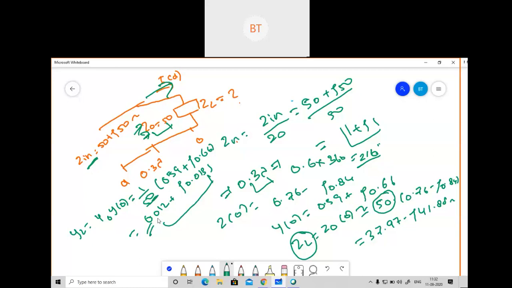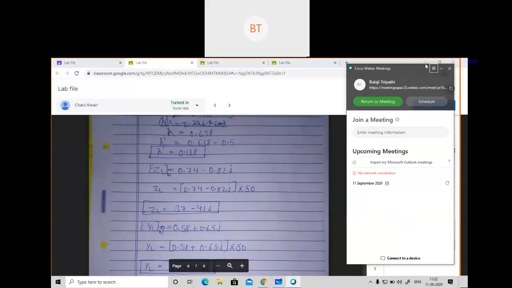Since it is the lab class, I have come with an idea. We will solve some GATE problems. This is not our regular class, so I have taken some GATE problems for you. I will show you the problems.